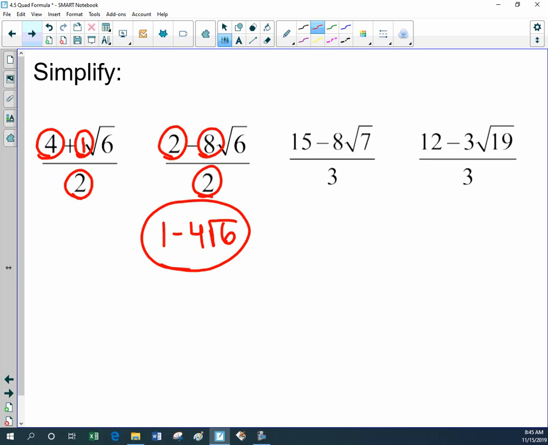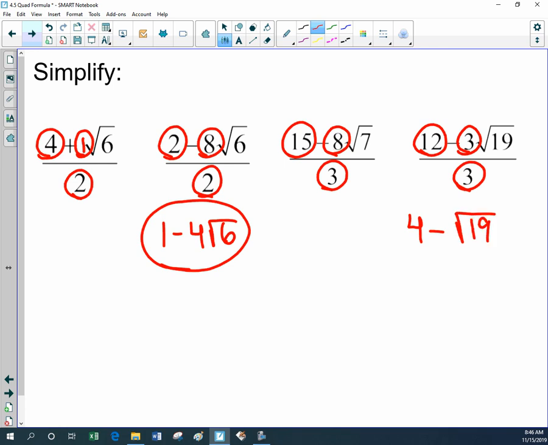Okay, problem number 3, 15, 8, and 3. Are those divisible by anything? Do they have anything in common? No, so that stays how it is. And then this problem here, we have 12, 3, and 3. They're all divisible by 3. So this would be 4 minus the square root of 19 all over 1. So this is what it would be simplified.